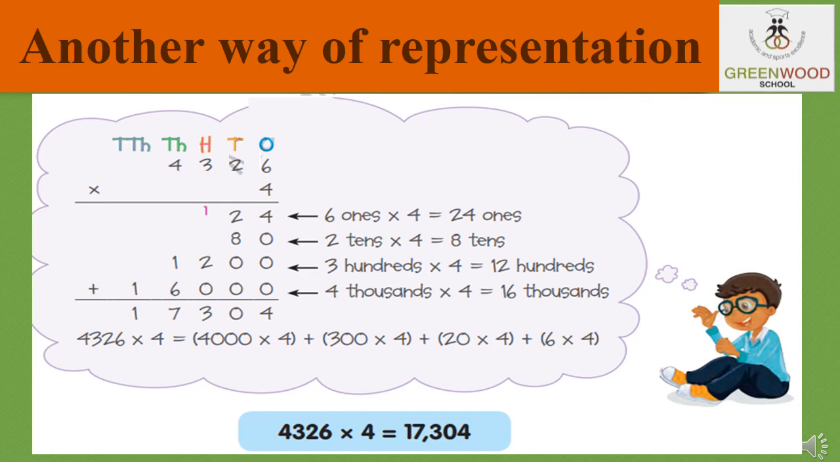Again the step 3 is completed. Now go to the next line and we'll add 3 zeros. Now we'll multiply 4 with 4. So 4 4s are 16. Now we'll add all these digits and we get the answer as 17,304.